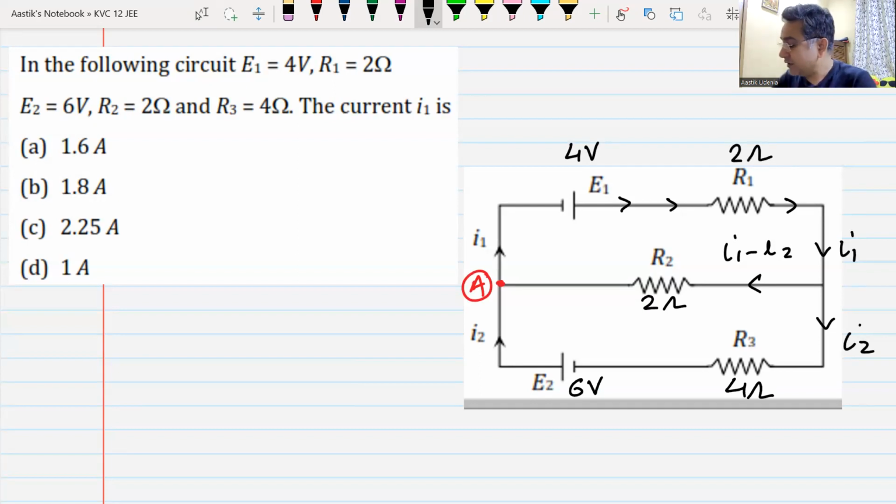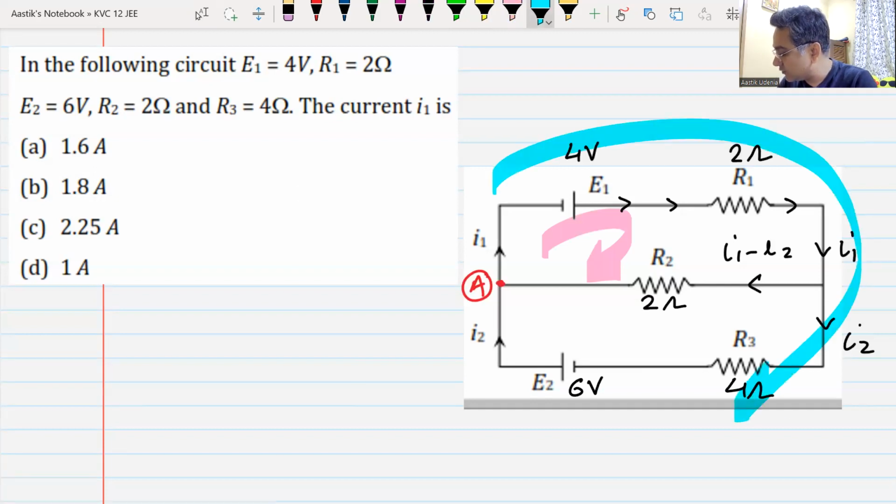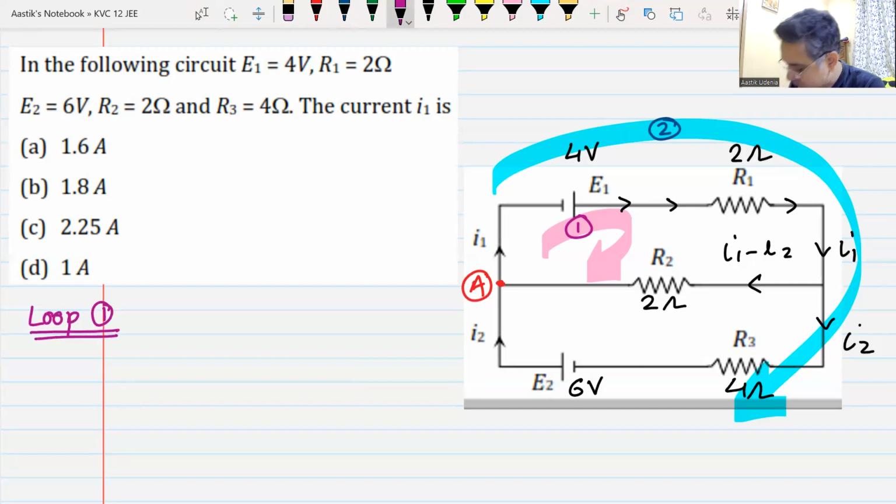That's it. I'm going to make my legendary loops. This is one, this is the next one. This is loop number one and this is loop number two. What is the equation for loop number one, my dear friends? Anyone? VA plus E1 minus I1 R1.